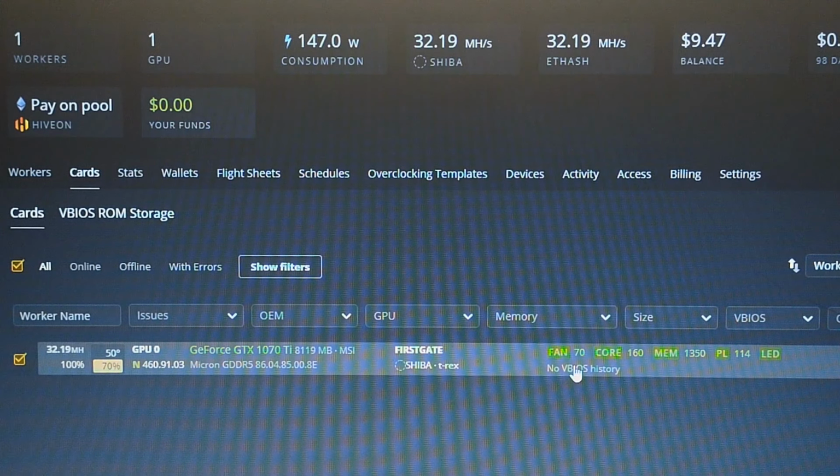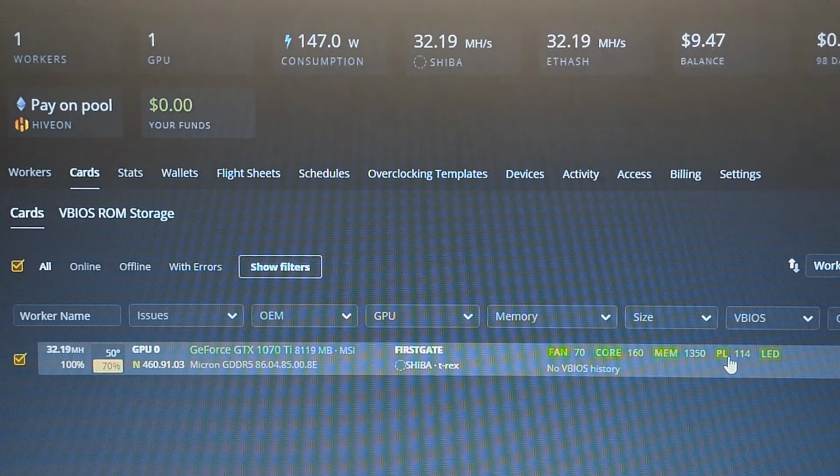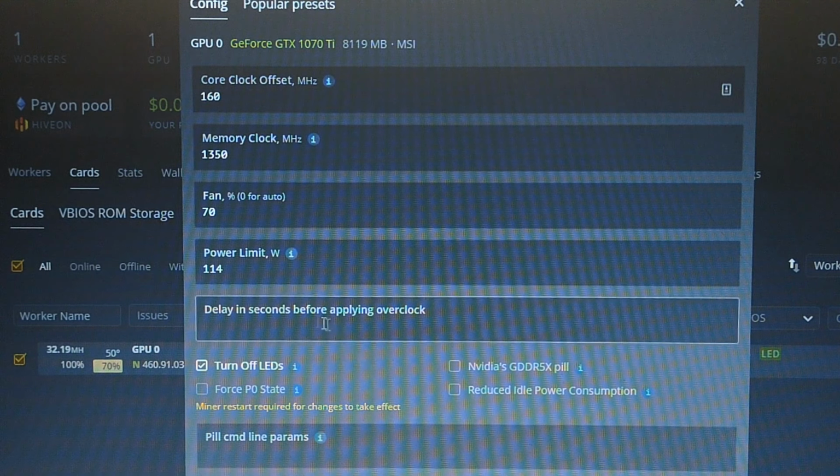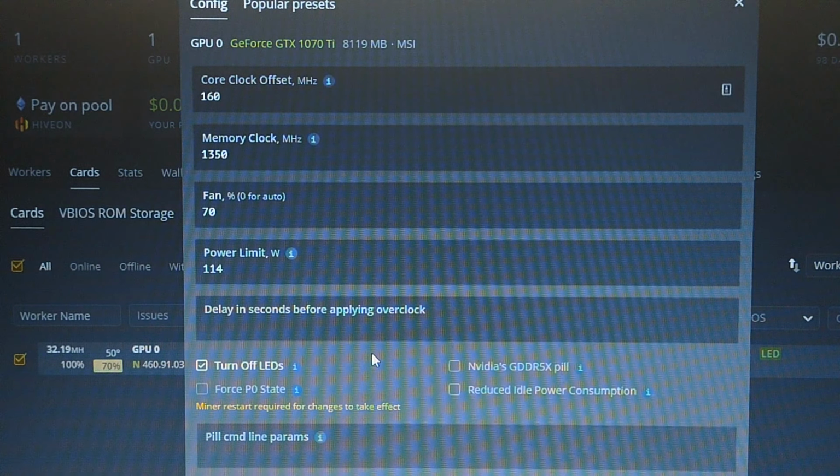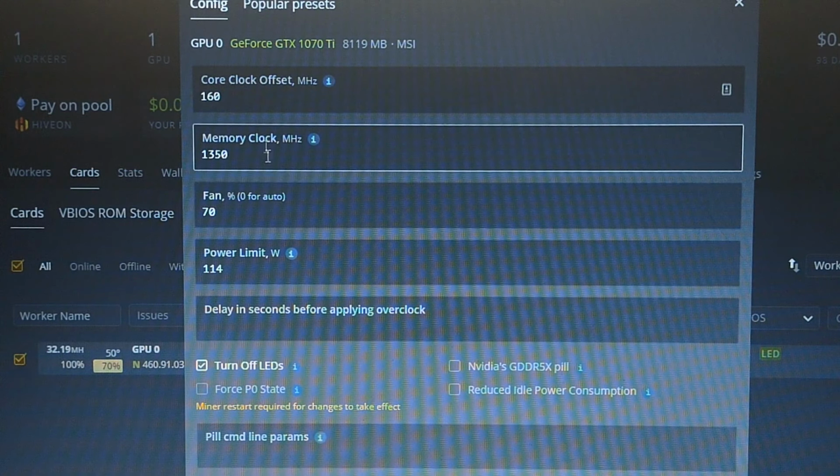My fan set at 70%, core at 160, memory at 1350, and then my power limit at 114. All right, so I've opened this up and I do have my LEDs off. I feel like sometimes it might save on electricity, even if it's just 0.5 of a watt, it might help out in the long run.